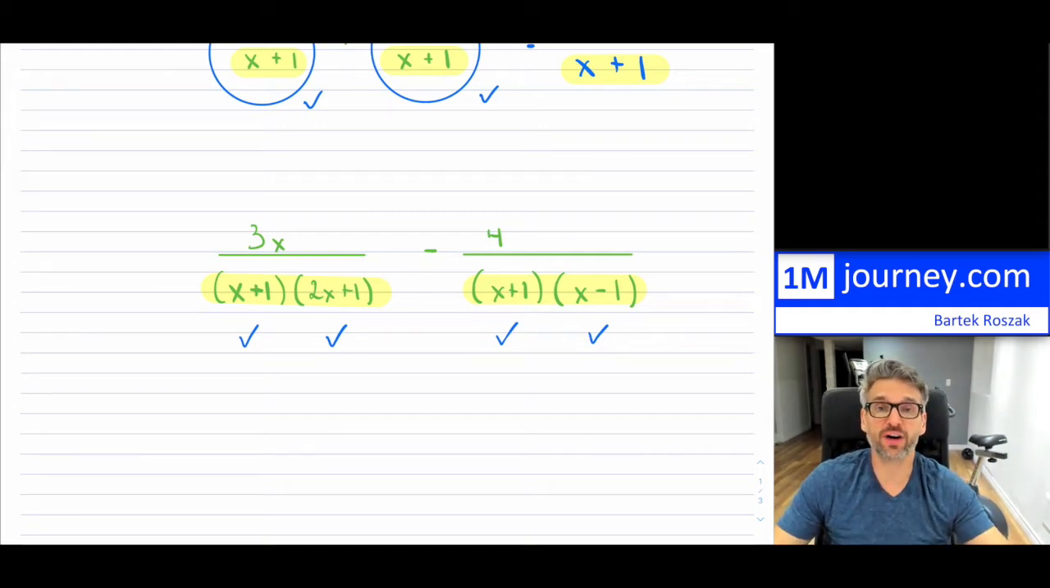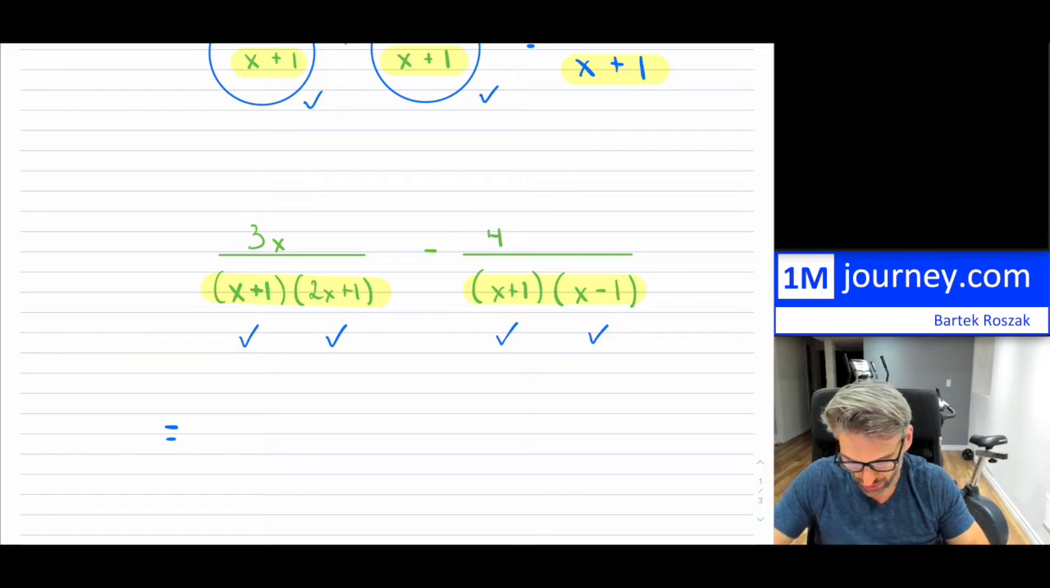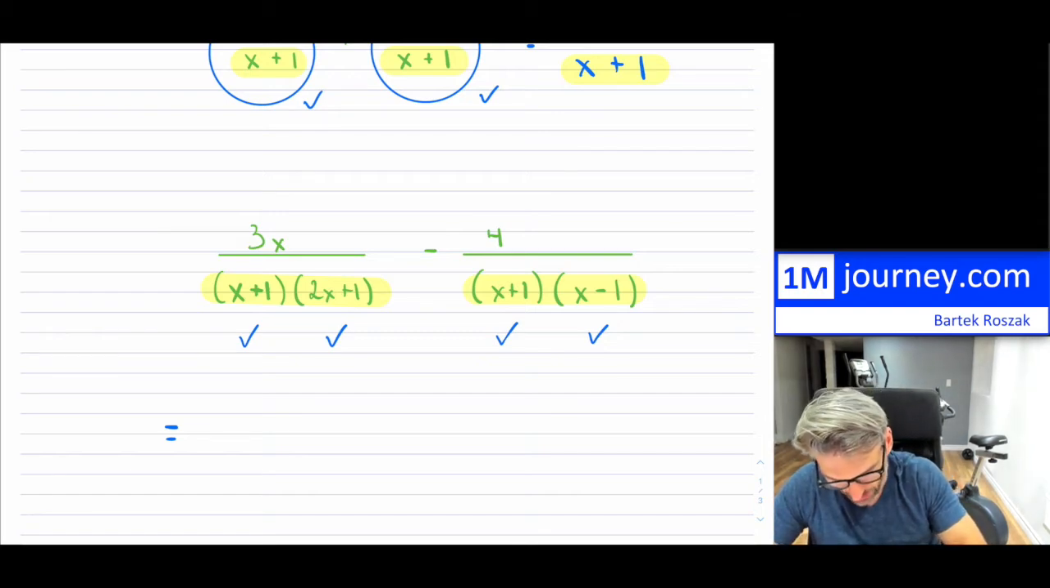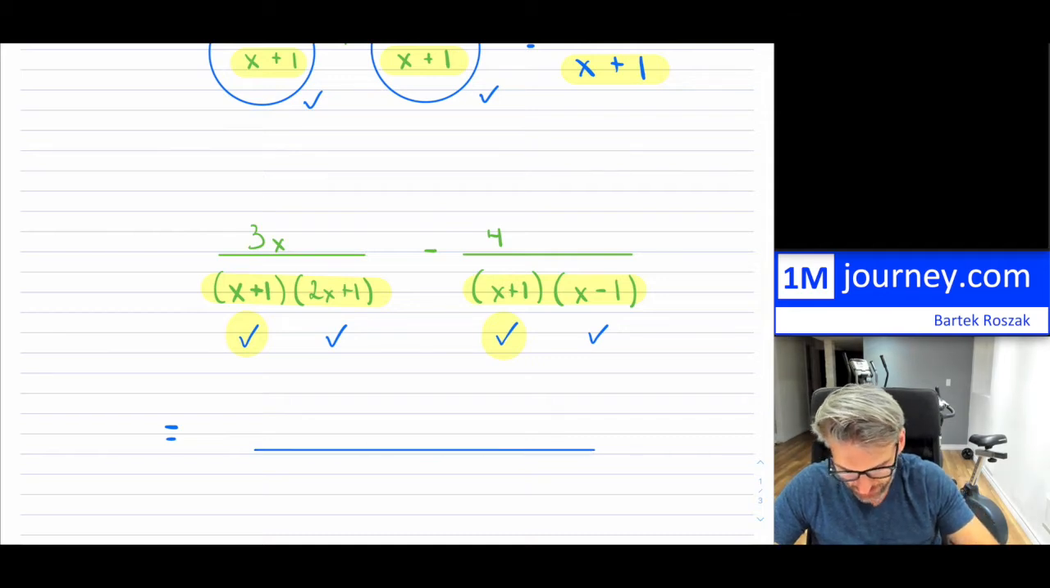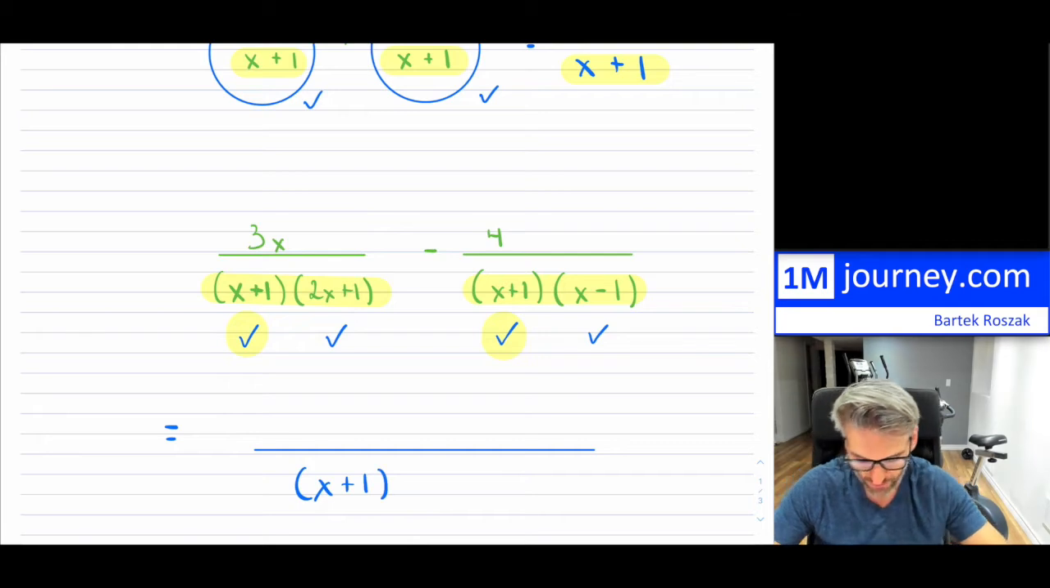So how do I find a common denominator? Now, ideally, you want to be able to find the lowest common denominator. So what I would do is I would simply say, all right, well, these first two factors, so this one right here and this one right here, so the x plus 1, that's common. So I'm going to set this up, and I'm going to say that this factor is common to both.